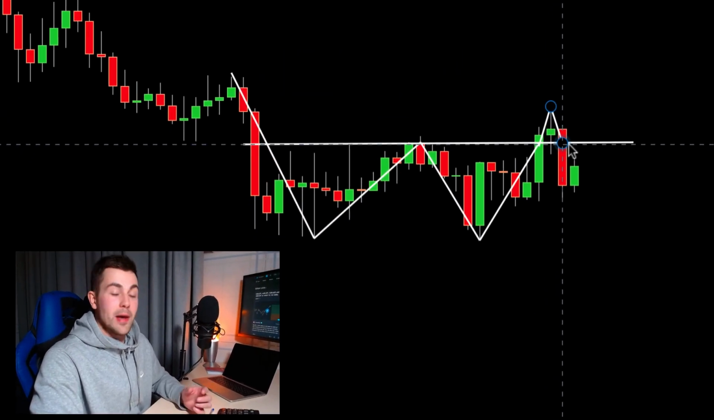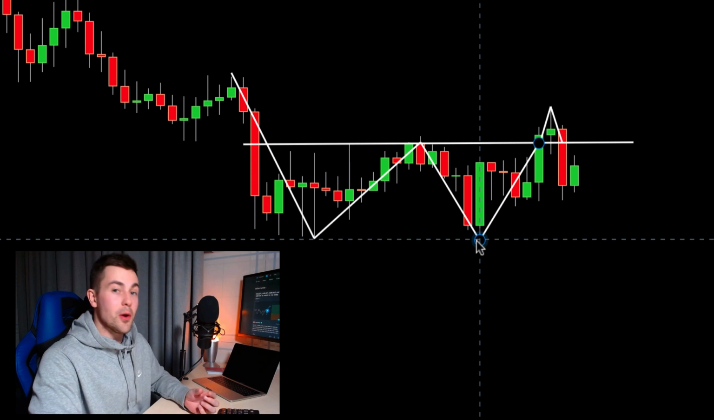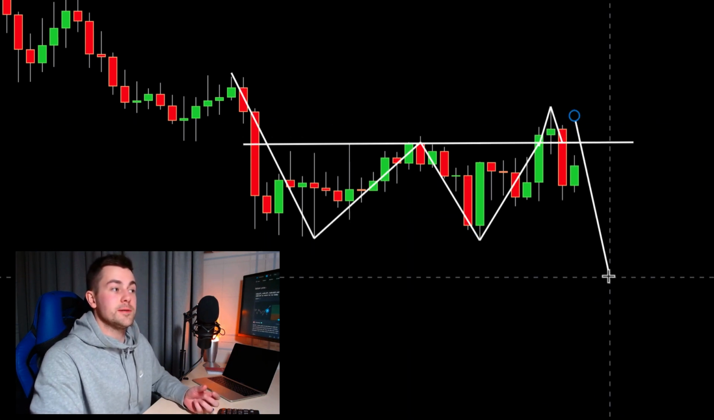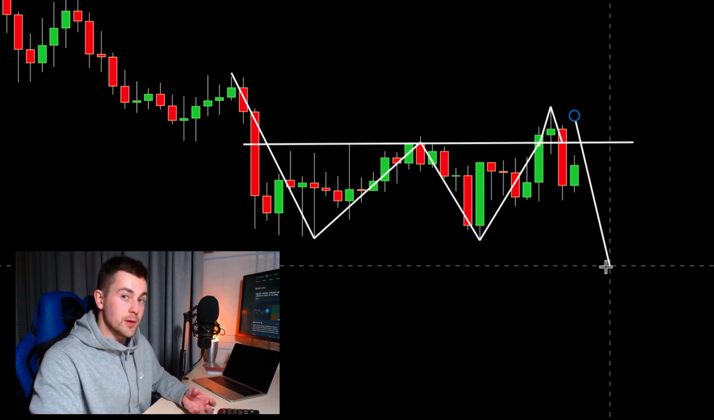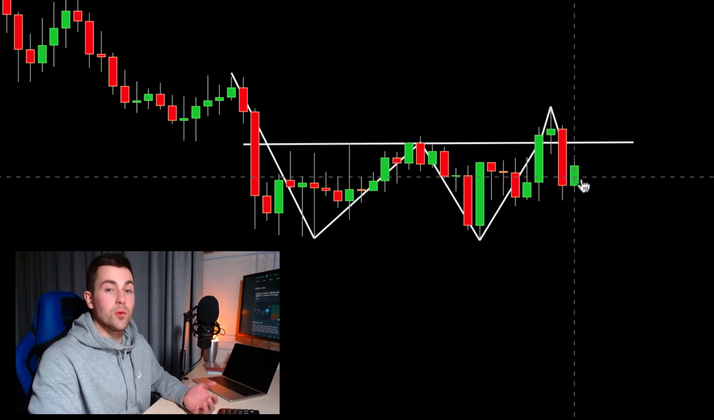No. Remember, where is our safe stop? Our safe stop is below the low right here. Yes, because only once the price here sets the new lower close, it signifies bearish continuation. Yes, and here we will treat this breakout as the false breakout.